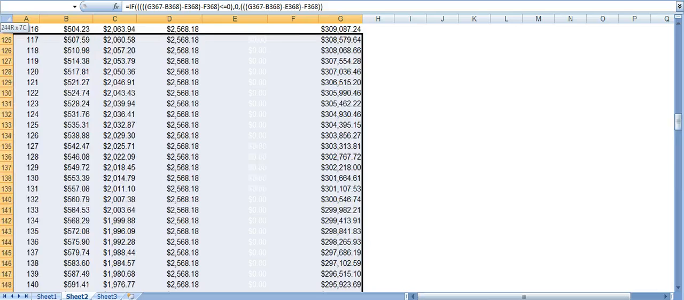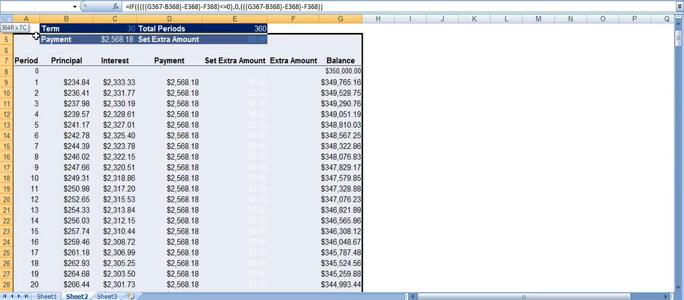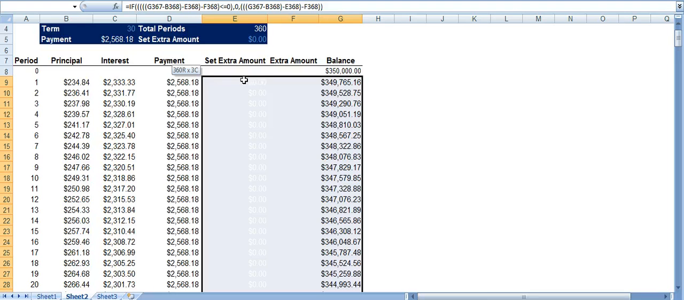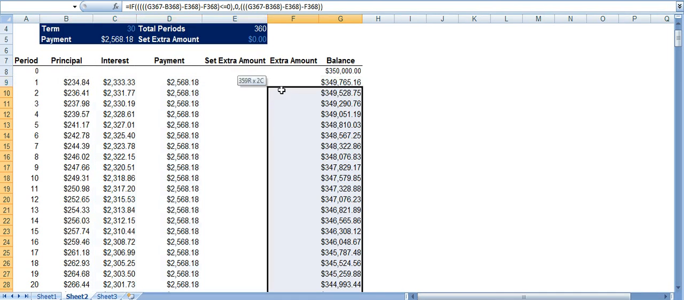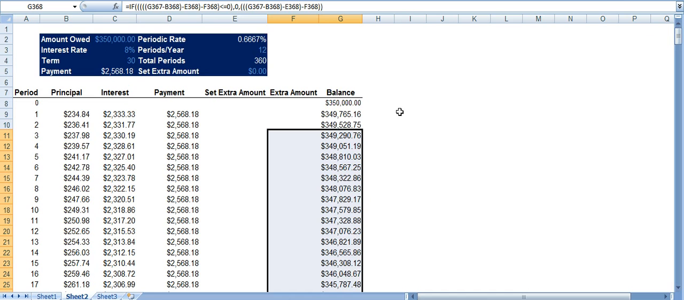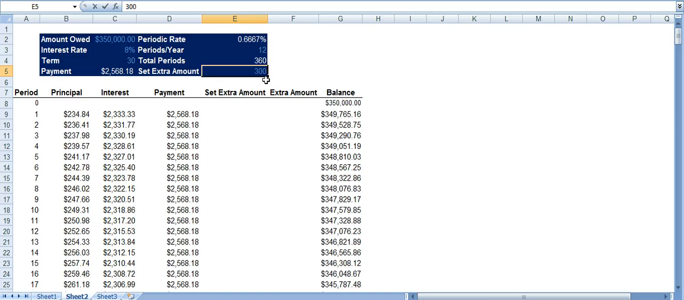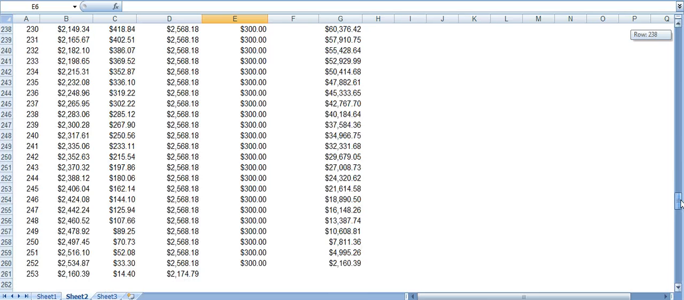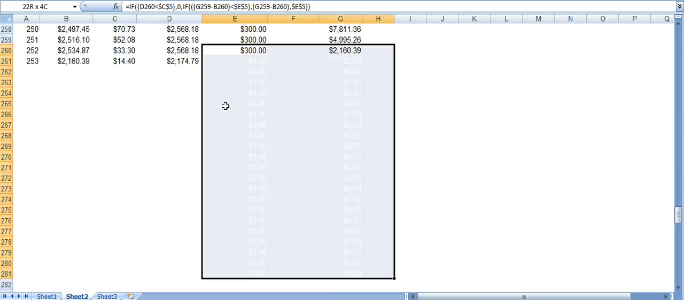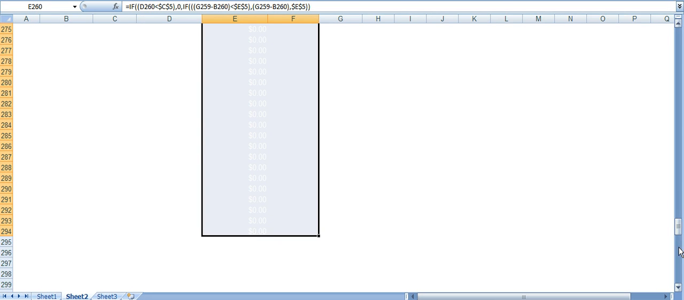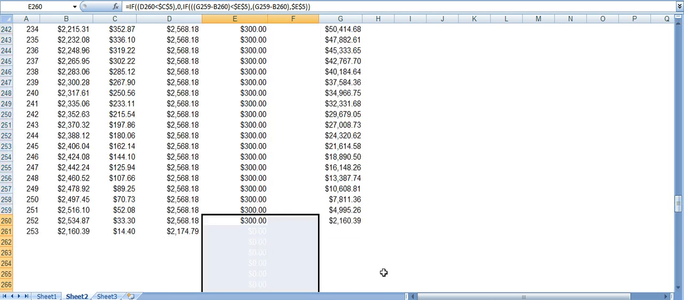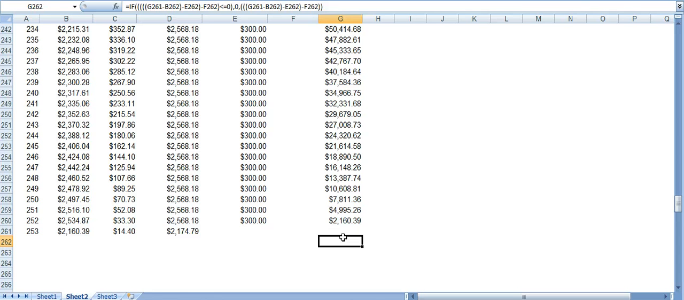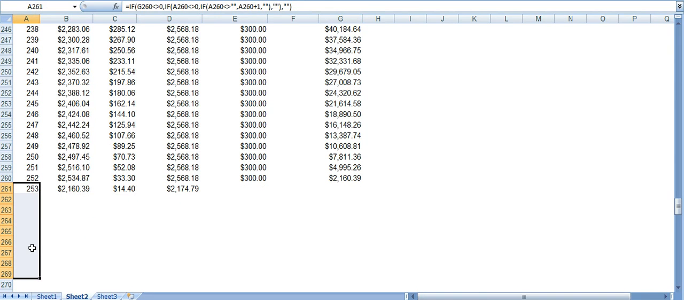And you can use conditional formatting on these columns when these numbers are equal to 0. You just match the font and the background. I'll show you an example here. Let's say we're going to pay an extra $300 every month, and it ends sooner. So here we have all of these zeros that have just been made to look nice and blank, and the periods have stopped because of the formula in the cell.